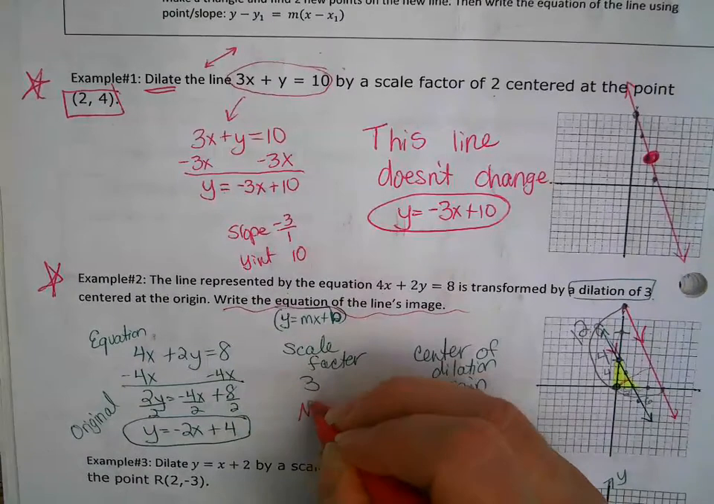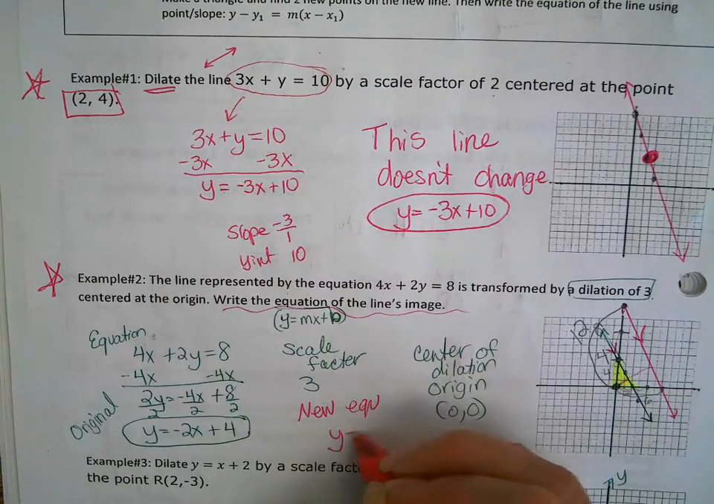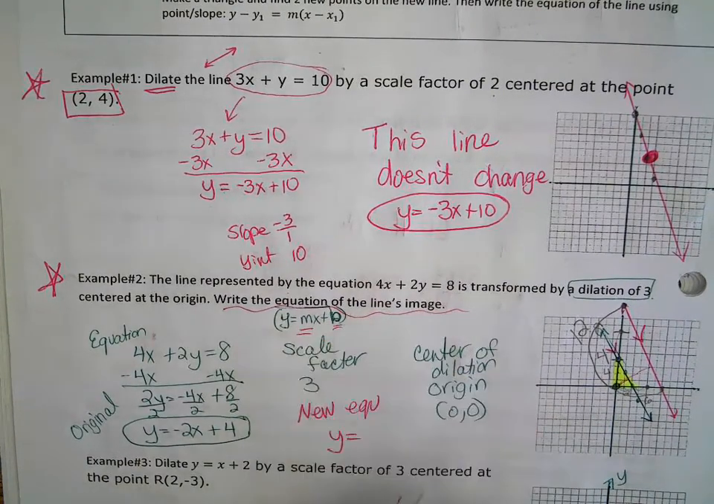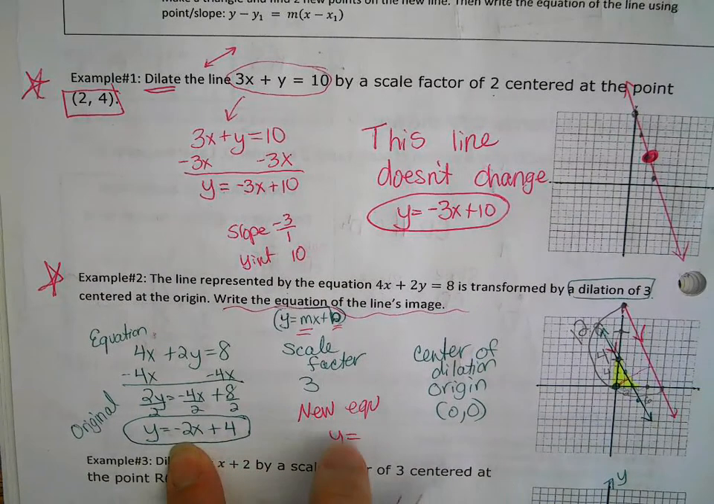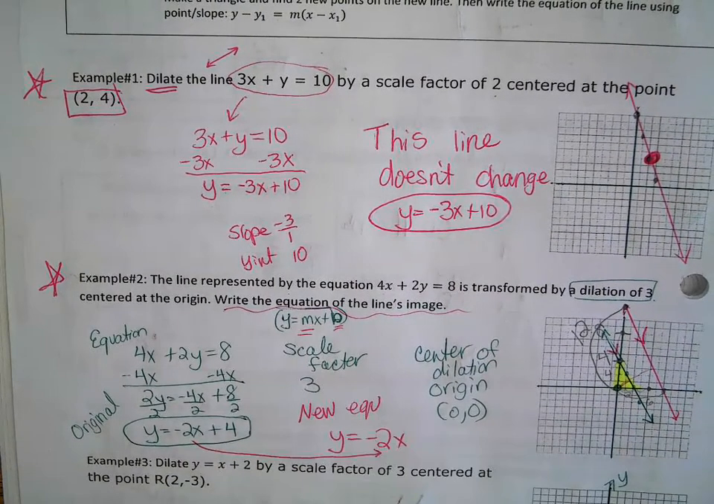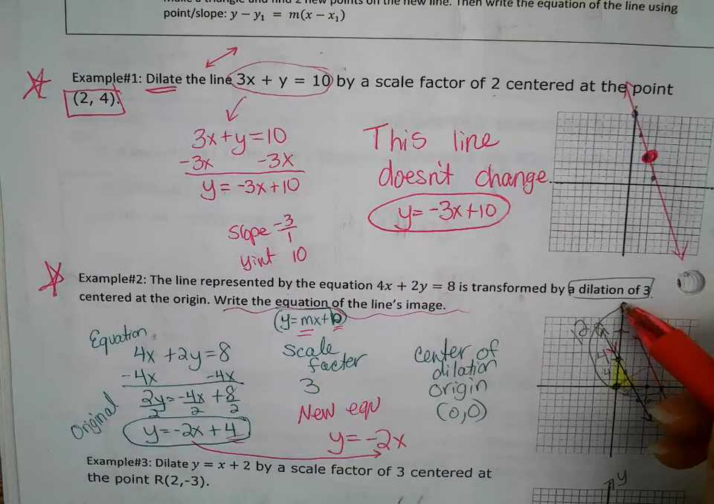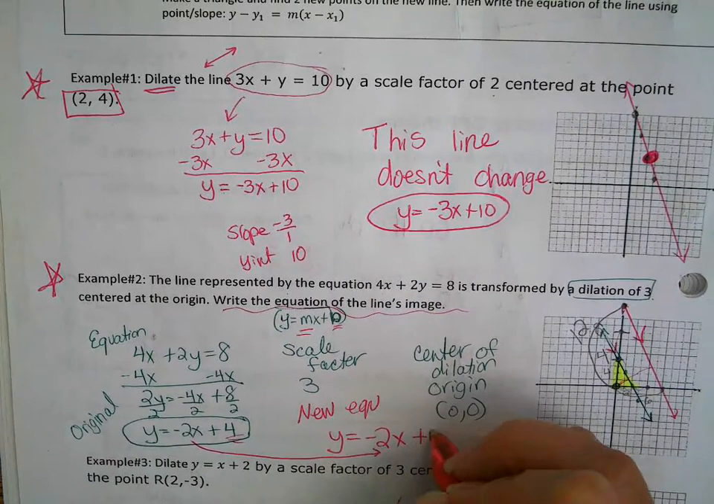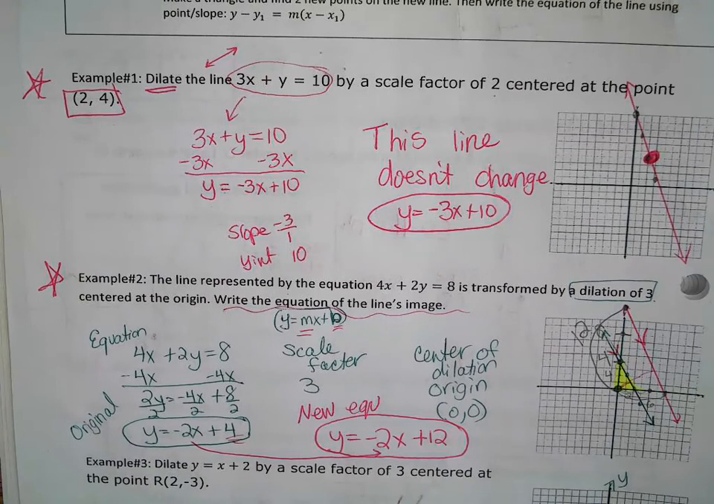So our new equation, y equals mx plus b, is what we were thinking. We need to decide the slope and the y-intercept. The slope is going to stay the same because the lines have to be parallel. So I'm going to use my -2x, which stays the same here. But my y-intercept, at 4, now became 12 pieces away. So the y-intercept becomes plus 12. So that's how we dilate lines.